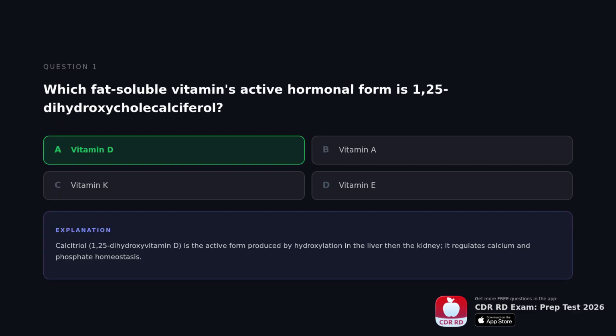The correct answer is vitamin D. Calcitriol, 1,25-dihydroxyvitamin D, is the active form produced by hydroxylation in the liver then the kidney. It regulates calcium and phosphate homeostasis.